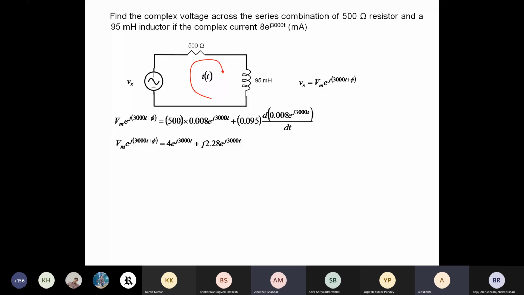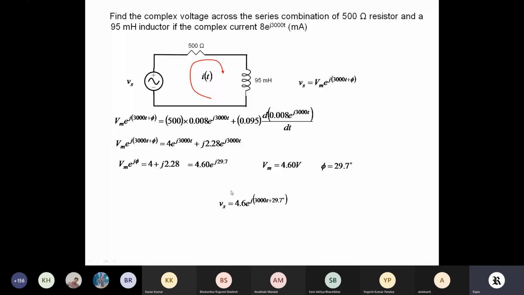So from here you can find out this Vm is 4.6 and phi is 29 point. As soon as you get this 4 plus j 2.28, you can find the magnitude and the angle. All of you should have calculators. This type of imaginary numbers you now have to handle. Finding the magnitude and finding the tan inverse will be required. So this is the Vs.